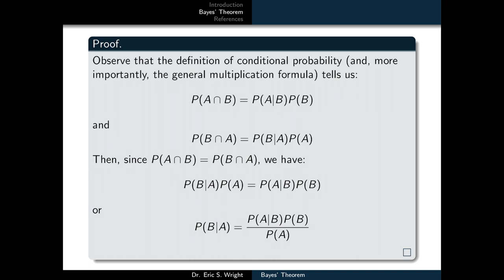But since the probability of A intersect B equals the probability of B intersect A through symmetry, then we can equate the probability of B given A times the probability of A to the probability of A given B times the probability of B. And then all we have to do is solve that equation for probability of B given A by dividing both sides by the probability of A. This results in Bayes' formula, which states the probability of B given A equals the probability of A given B times the probability of B divided by the probability of A.